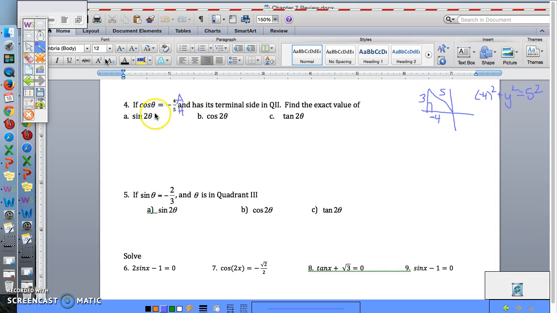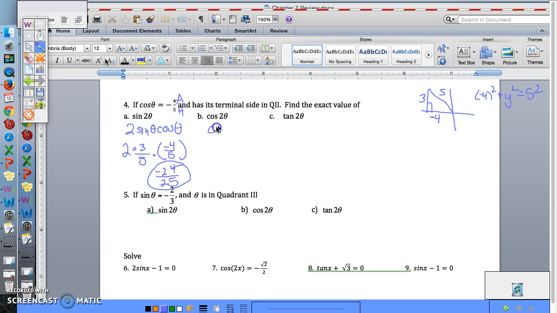And then the sine of 2 theta. Well, this is on our formula sheet here. So that's 2 sine of theta cosine theta. So 2 times our sine, opposite over hypotenuse, 3/5, times our cosine, negative 4/5. Multiply our numerators, 2 times 3 is 6 times 4. So we have negative 24/25.